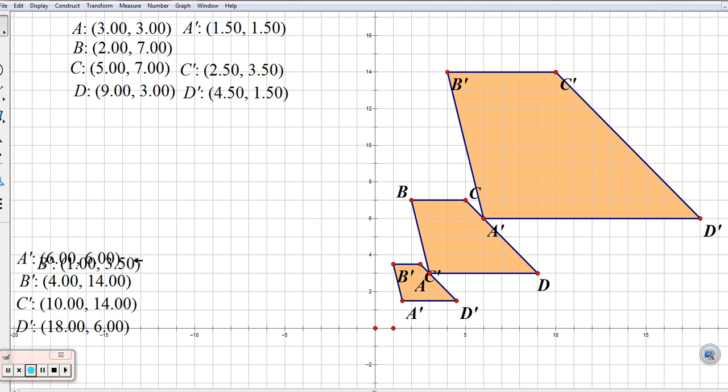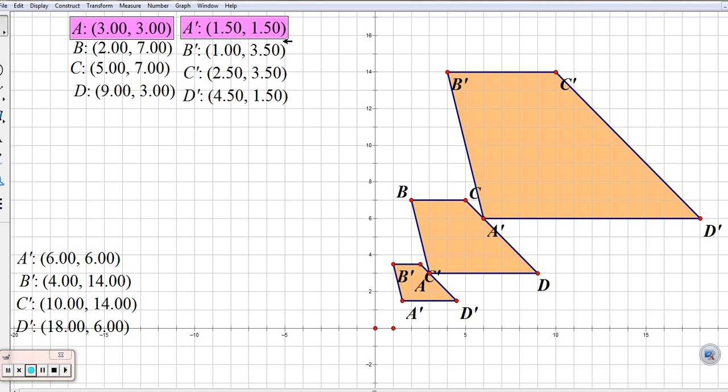I want you to see what's happening from pre-image to image. Let's start with A and A prime. I had 3 and 3, and now I'm at 1.5 and 1.5. This time, what happened to my coordinates? Remember our fixed ratio of 1/2. Is 1.5 half of 3?